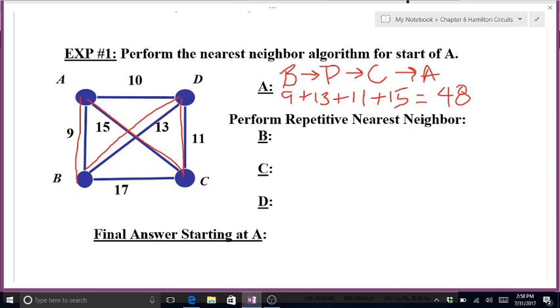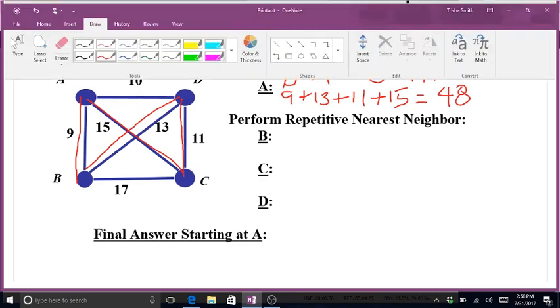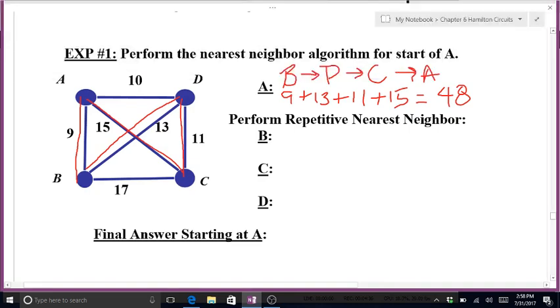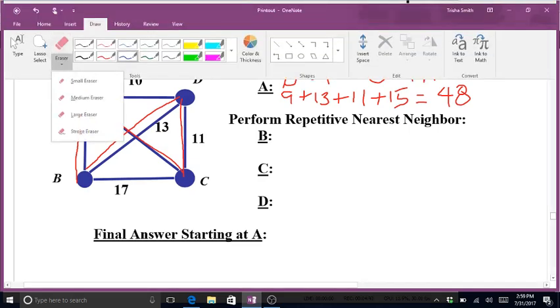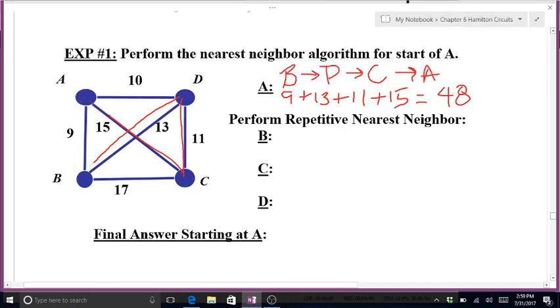Again, because the nearest neighbor algorithm is not always optimal, we're going to perform repetitive nearest neighbor. So let me choose a different color here. Okay, so this time we're going to start at B. Actually, let me just erase what's on this graph so I don't confuse you here. If you just want to switch colors on your paper, that's fine, whatever you want to do. Okay, so this time we're going to start at vertex B.